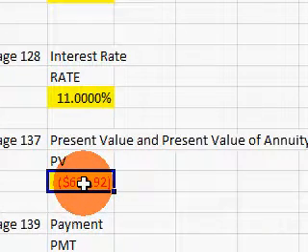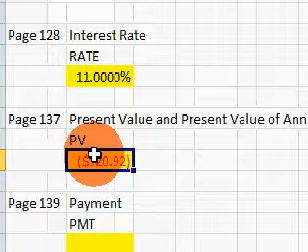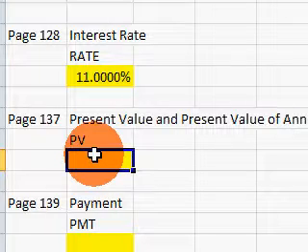So that's a present value problem. When we get to net present value, we'll use this too in the sense of cash flows for a business. But what I'm going to do is clear this out, and we're going to do the example on this page for a present value of an annuity.